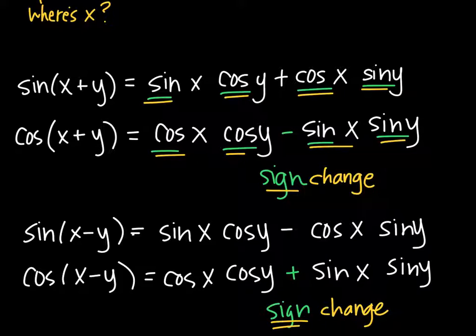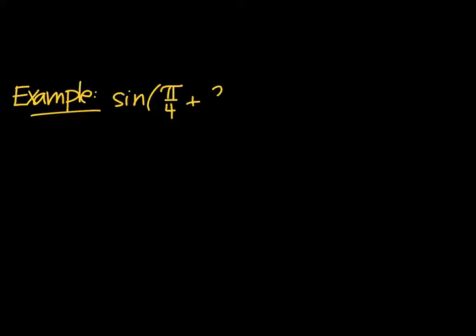All right, let's do some problems with the cheer. Here we go. So let's try. We've got the sine of pi fourths plus 2 pi thirds.